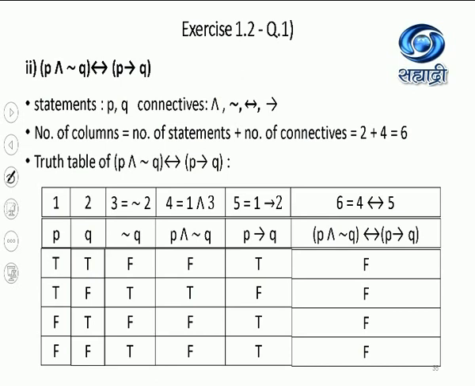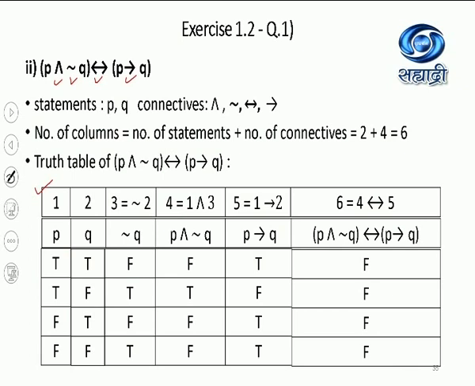The second pattern has two statements, P and Q. Connectives used here are and, negation, double implication and implication. So we have 2 plus 4, 6 columns in the table, which I have already numbered here. P and Q by default will come in columns 1 and 2, and their truth values will be TTFF and TFTF. Negation Q is the opposite of T, that is F, and the opposite of F is T. So in column 3, I am taking the opposite of the column 2 entries.